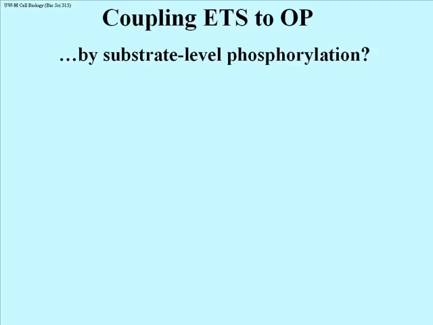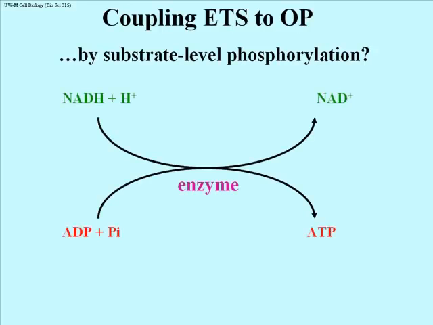This schematic suggests a simple mechanism predicting an enzyme that would catalyze a substrate-level phosphorylation of ADP coupled to a very spontaneous redox reaction in the electron transport system, much like the coupled reactions we saw in glycolysis. Despite looking for such enzymes, none were found.